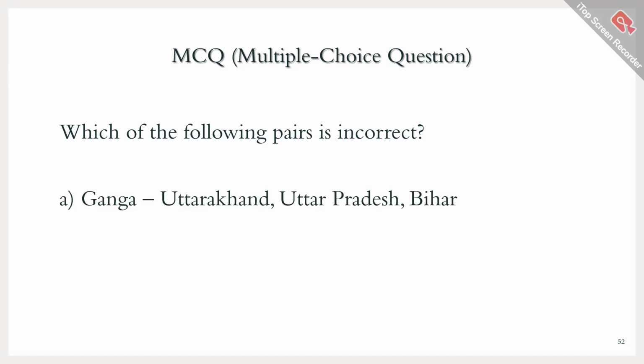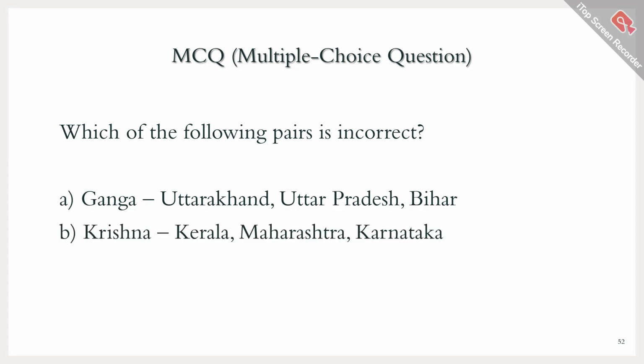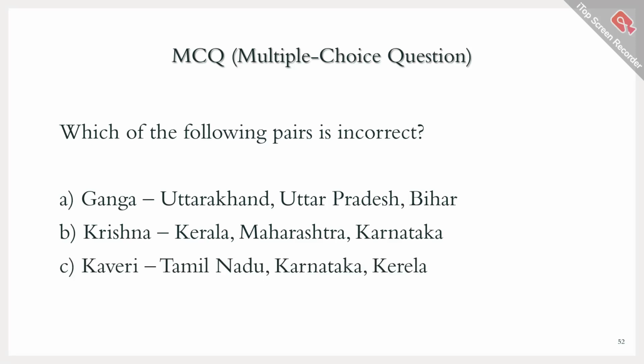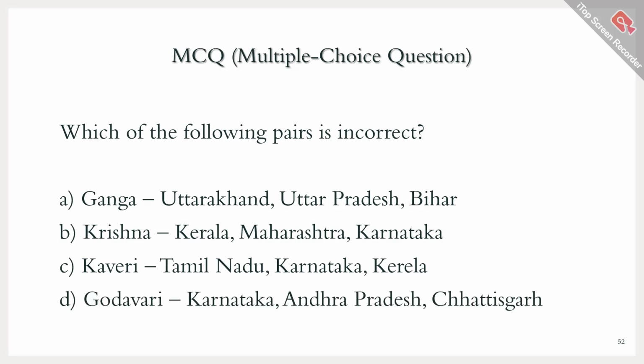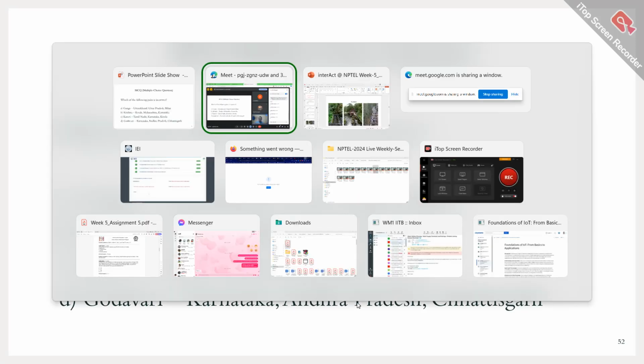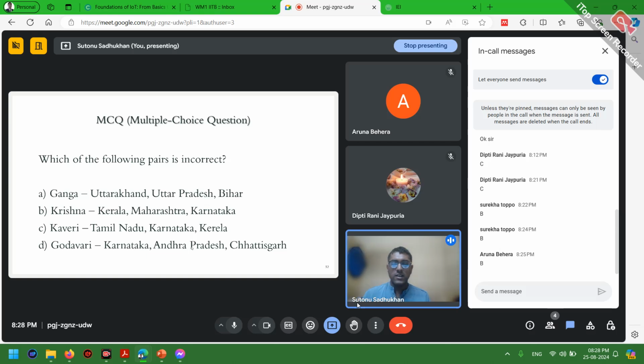So now we'll move on to our next MCQ. Which one of the following pairs is incorrect? Option A, Ganga, with the river there are certain names of the states: Uttarakhand, Uttar Pradesh, and Bihar. Option B, Krishna with Kerala, Maharashtra, and Karnataka. Option C is Kaveri with Tamil Nadu, Karnataka, and Kerala. And option D is Godavari with Karnataka, Andhra Pradesh, and Chhattisgarh. Essentially, they are talking about a particular river flowing through certain states. Whenever you find a river which is not flowing through an associated state mentioned beside the river's name, that will be the answer.